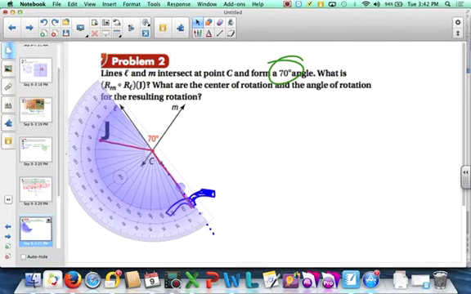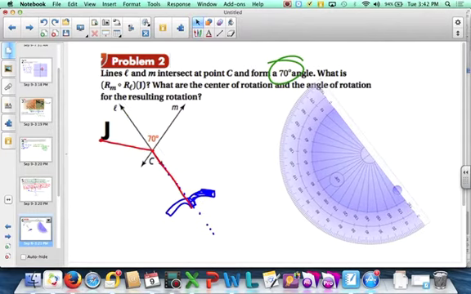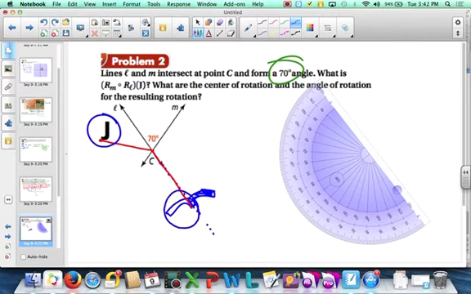So when it says, what is the center of rotation? Well, do you see that from here? Let me move this protractor out of the way. From my original J to my ending J, what ended up happening was that I had a rotation. And the center of rotation is that point of intersection of the two lines, point C, and the angle of the rotation was 140 degrees.